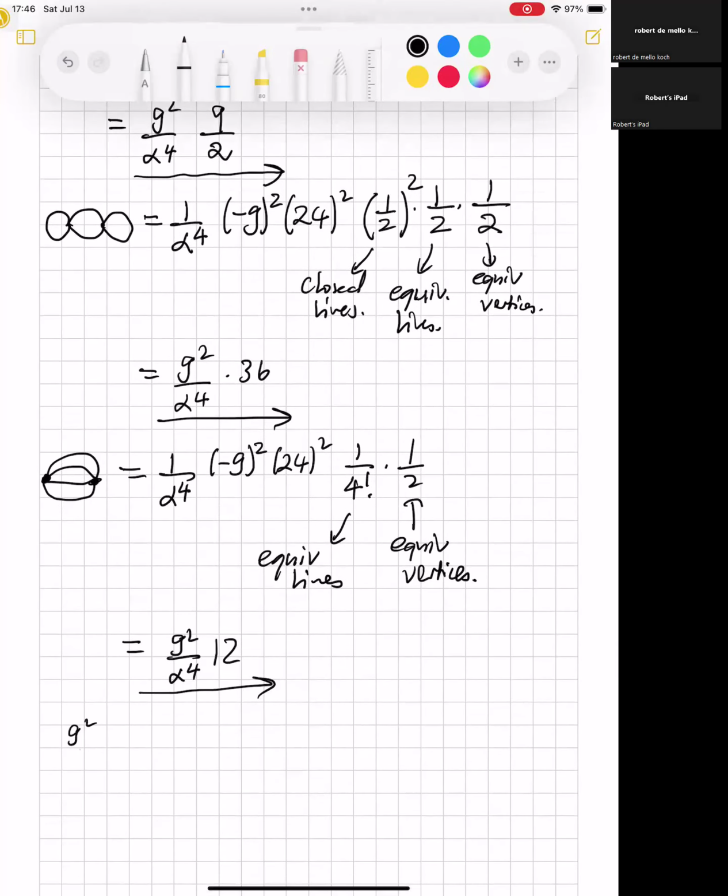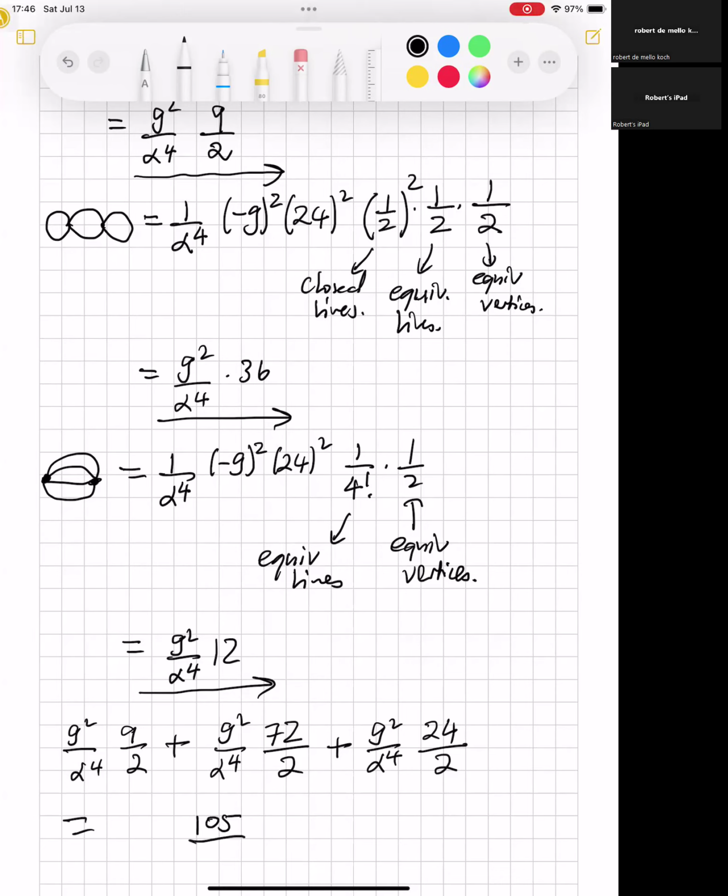So we've got g squared over alpha to the 4 times 9 over 2 plus... Now, let me put everything over 2. For the second term, which is g squared over alpha to the 4 times 36, I'm going to write this as 72 over 2 plus, and the last term is g squared over alpha to the 4, and instead of writing 12, I'll write this as 24 over 2. Now, 24 plus 72 is 96. 96 plus 9 is 105. So we'll have 105 over 2 times g squared over alpha to the 4. And this is what the sum is equal to.